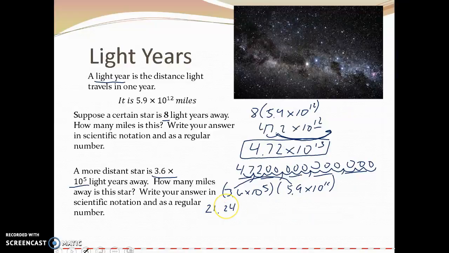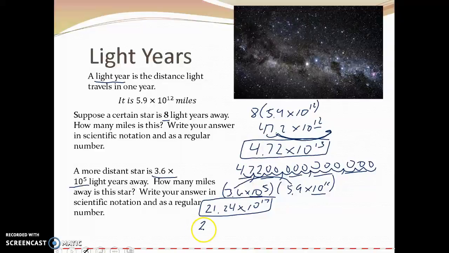Then we're going to multiply that times 10 to a power, but to get to that power, we're going to have to take 10 to the 5th times 10 to the 12th. And because those are like bases, we're going to add the exponents. That's 10 to the 17th power. And so that means that that star is 21.24 times 10 to the 17th miles away. And as a regular number, again, that's not in scientific notation.